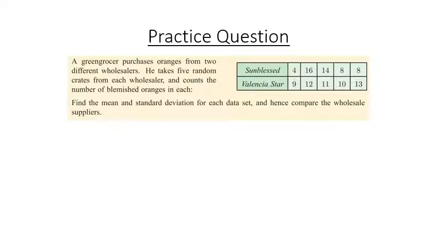Okay, so here's a practice question I'd like you to have a go at. It's very similar to the Michael and Troy 3-point shooting competition, but here we have a greengrocer purchasing oranges from two different wholesalers. So basically you need to find the mean and the standard deviation for each data set, and then just compare them to decide which one you think is best. Please feel free to pause the video. Once you think you've got the correct answers, continue the video and we'll see how you went.